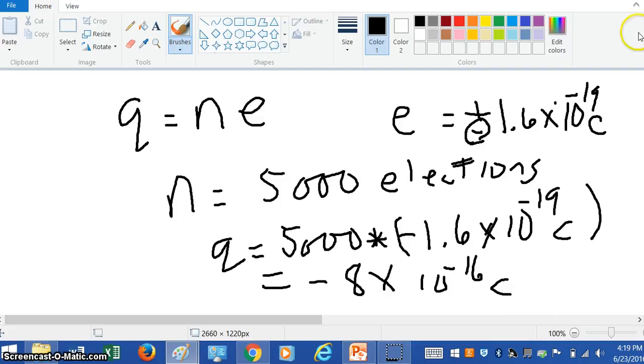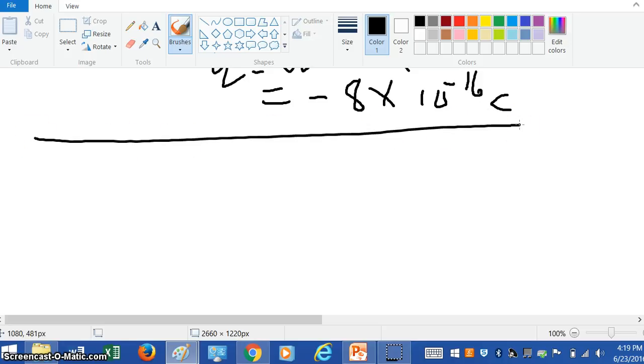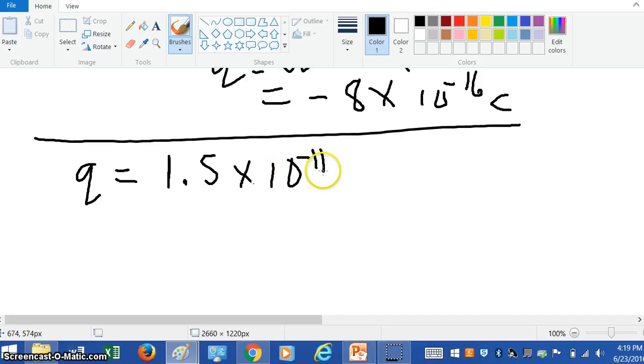Much more commonly, we're not going to know n. N will not be known, and we'll be given some charge. So let's do another example. Suppose that Q is 1.5 times 10 to the minus 11th coulombs, and we want to know what n is. So what's the number?